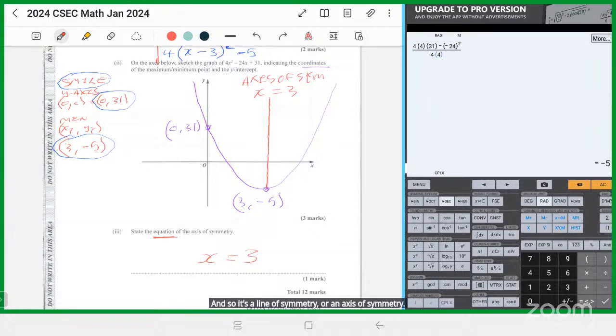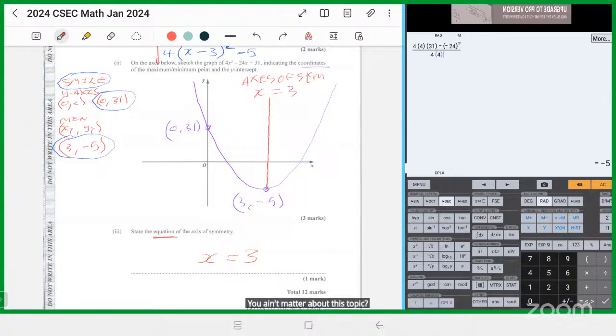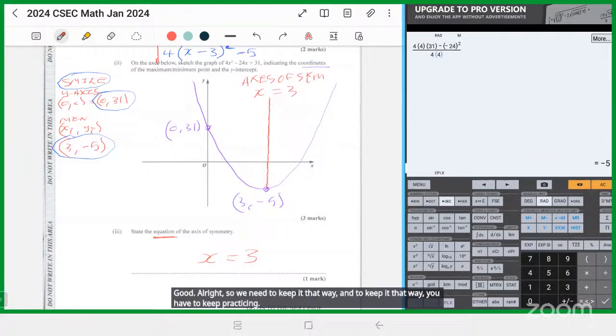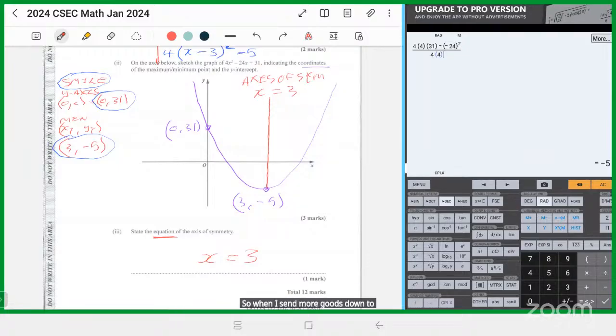But do you understand that? Everybody good? Yes, sir. Okay. Feeling better about this topic? Yes, sir. Good. Alright, so we need to keep it that way, and to keep it that way, you have to keep practicing. So when I send more questions to the group today, you have to do them. And don't bother with the foolishness. Do the questions, because we want to master these things.